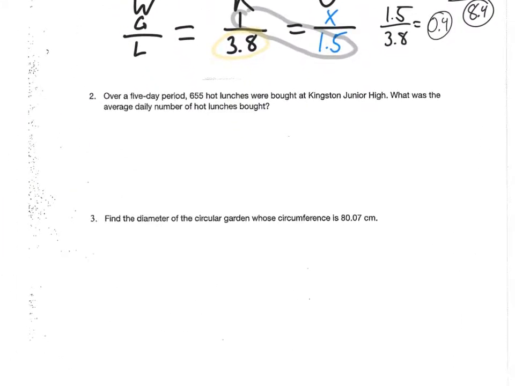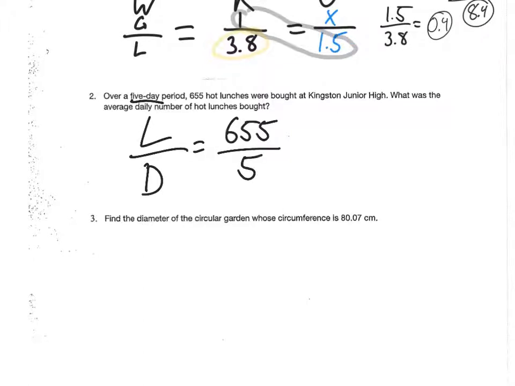On number 2, over a 5-day period, 655 hot lunches were bought at Kingston Junior High. What is the average daily number of hot lunches bought? Well, we want to know how many hot lunches per day. Well, they told us 655 over a 5-day period. We need to highlight the important information. That's 655 hot lunches in our 5-day period.